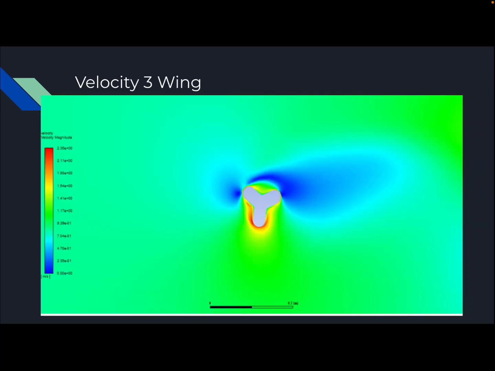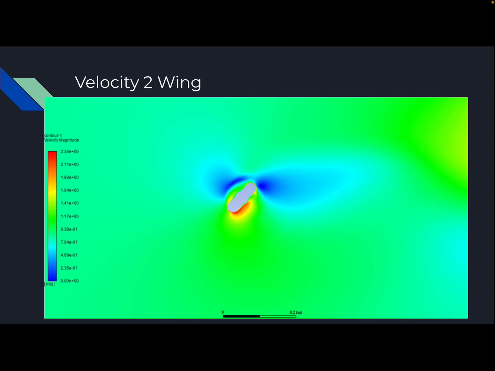So now we're going to hop into the velocity contours. This is the three-wing velocity contour. Here you can see the blue is the slower velocity, and that represents drag. The bigger the blue blob is, the more drag that we have. And on the bottom side there, you can see red, which is just faster airflow over the wings. I want you keeping this in mind when we compare it to the two-wing.